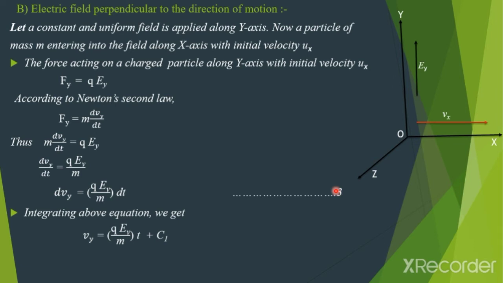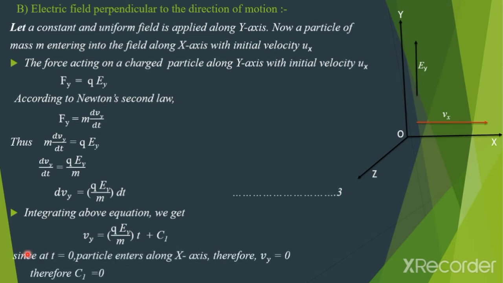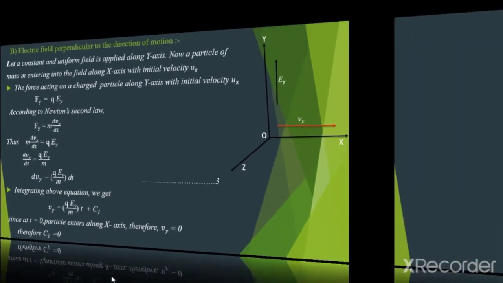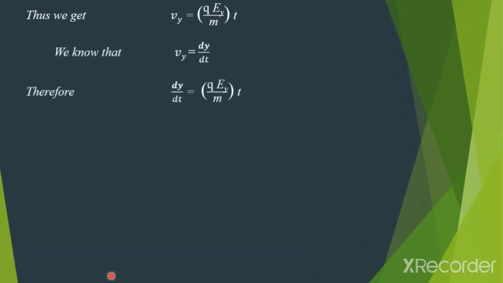Now integrating the above equation, we get the integration of dvy is vy, equal to Q Ey divided by m, which is constant and remains as it is, into t, since the integration of dt is t, plus c1, a constant of integration. At t equals 0, the particle enters along the x-axis, and therefore the velocity along the y-axis is 0. Therefore c1 is also 0. Thus we get vy equals Q Ey divided by m into t, since c1 was 0.